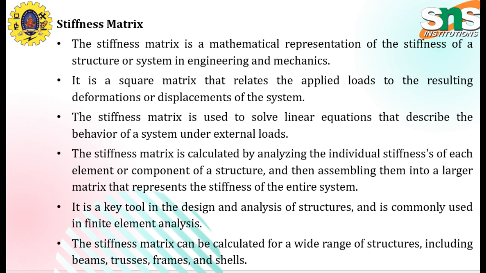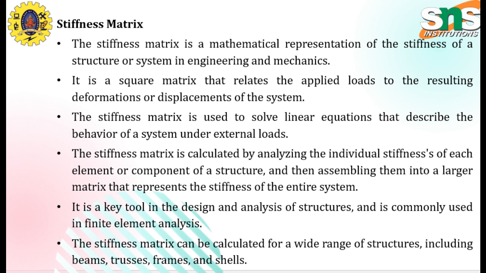The stiffness matrix is typically calculated by analyzing the individual stiffness of each element or component of a structure and then assembling them into a larger matrix that represents the stiffness of the entire system. The stiffness matrix can be calculated for a wide range of structures including beams, trusses, frames and shells.